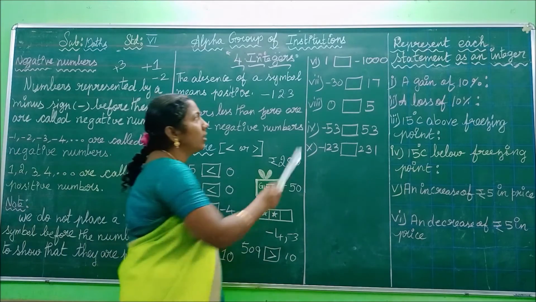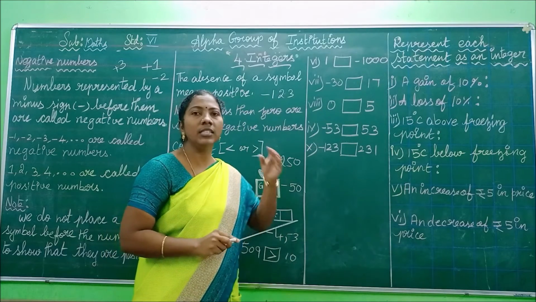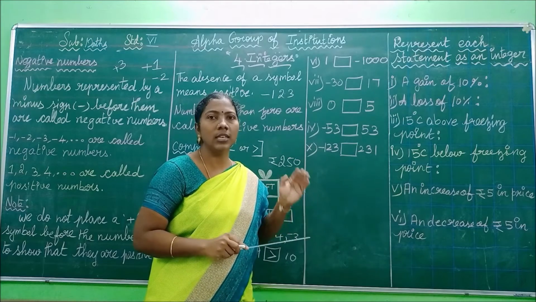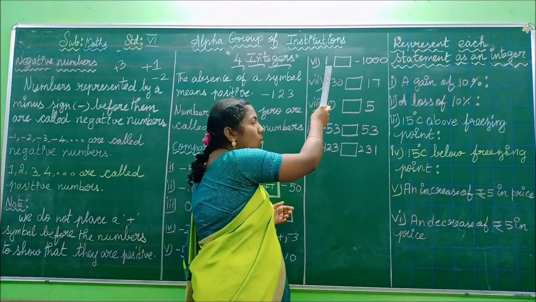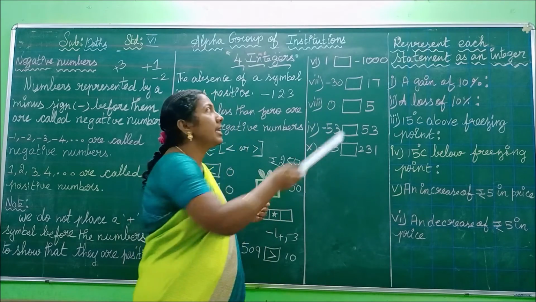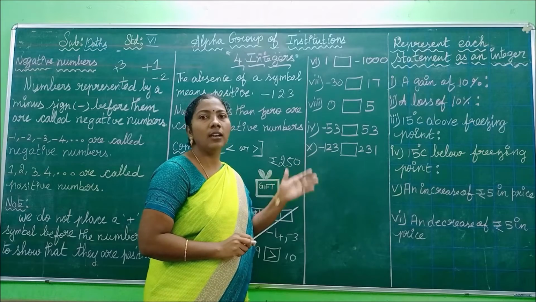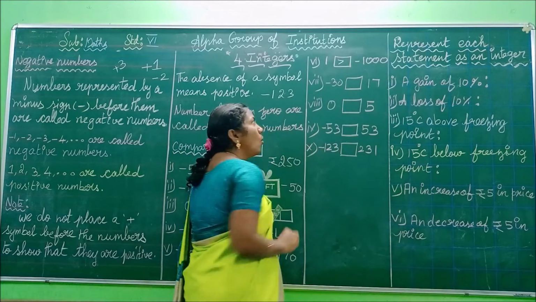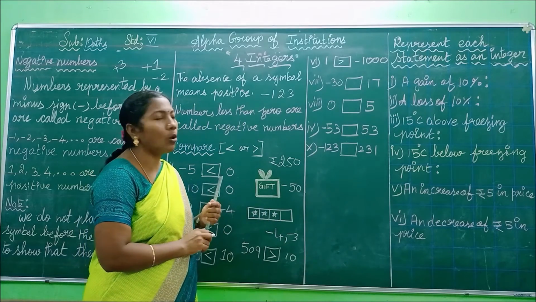Okay, see the next one. Here we have 1. Here we have minus 1000. Always negative numbers are less than 0 as well as less than positive numbers. So here, which is the greatest number? 1 is the greatest number. Why? It is a positive number. So positive numbers are greater than negative numbers. So here you have to use the greater symbol. So 1 is greater than minus 1000. Do you understand?